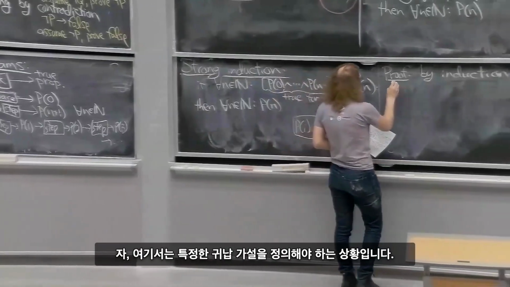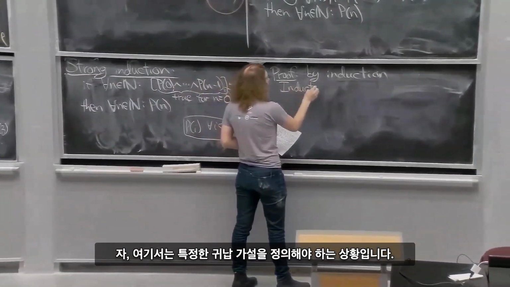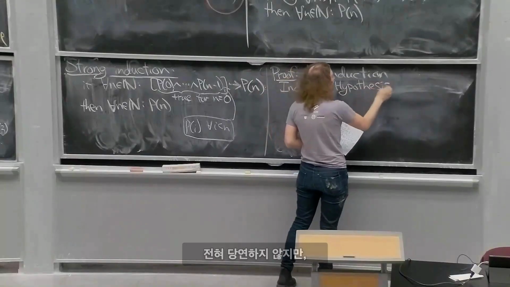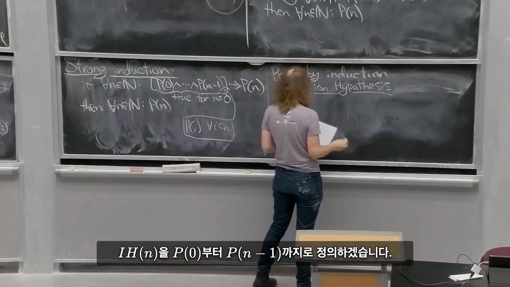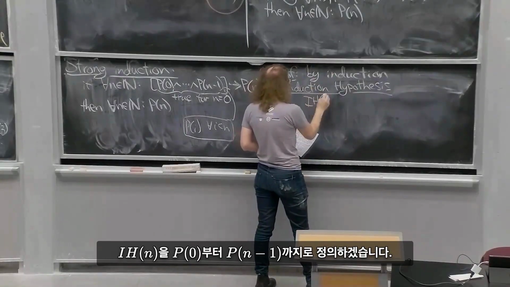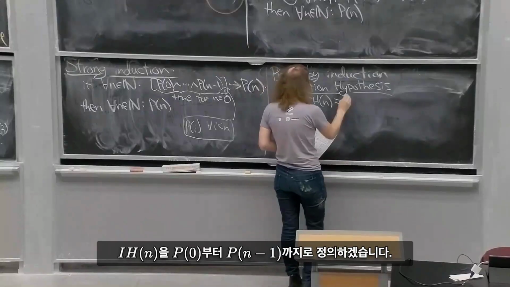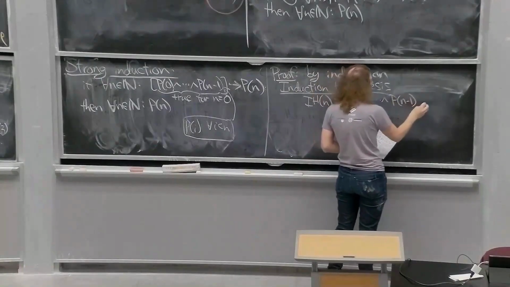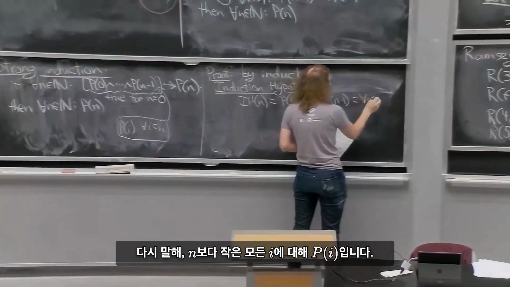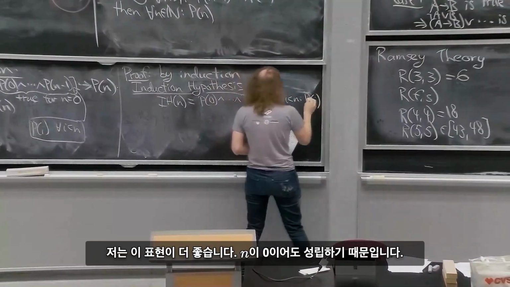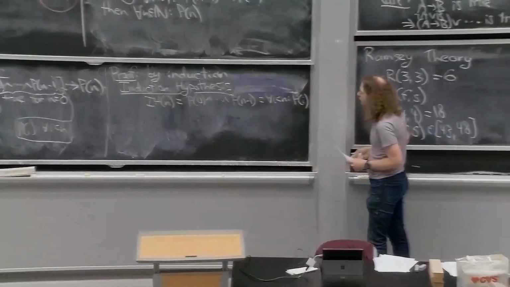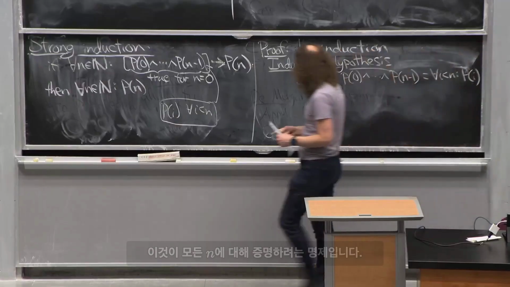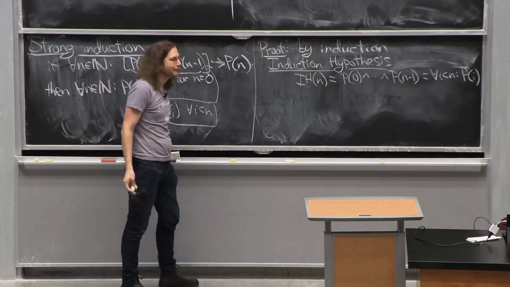Okay, now this is a situation where we need to define a particular induction hypothesis. This is not the obvious one. And this is not at all obvious, but I'm going to define IH of n to be this: P of 0 up to P of n minus 1. In other words, for all i less than n, P of i. I like that better because it works even when n is 0, because there are no i's less than 0, so that's just true when n is 0. Okay, so this is the thing I want to prove for all n.